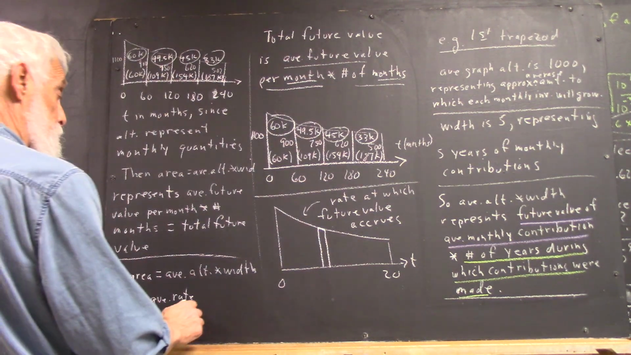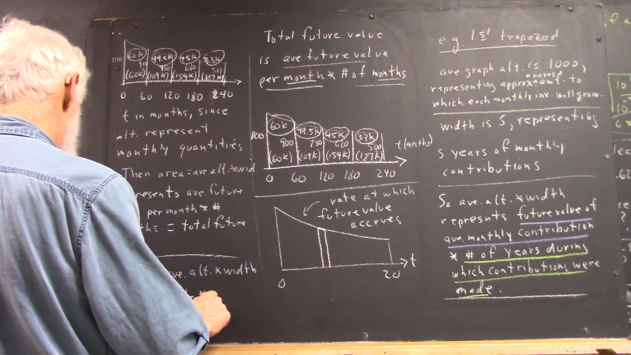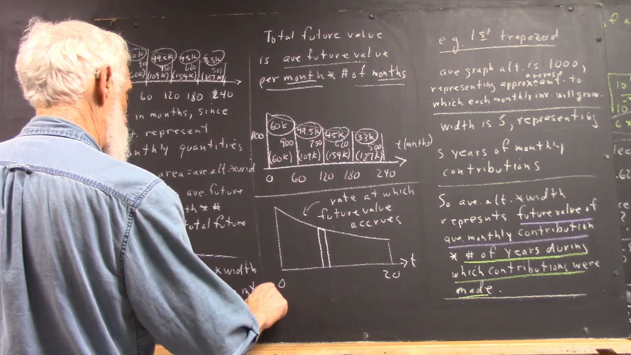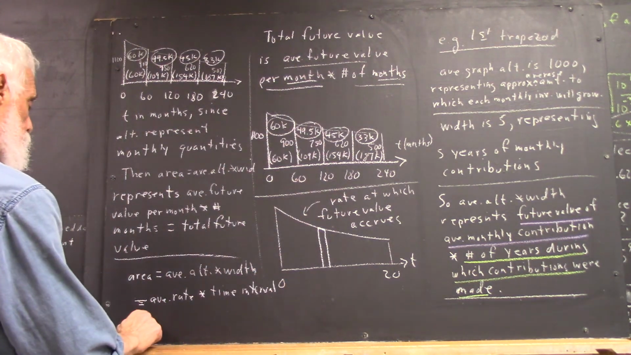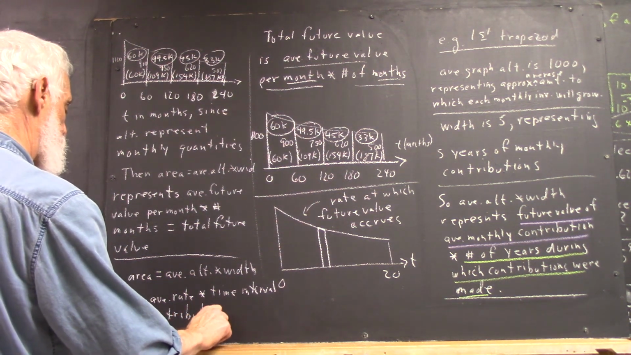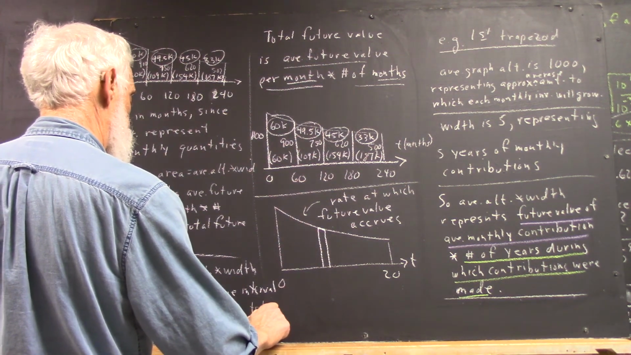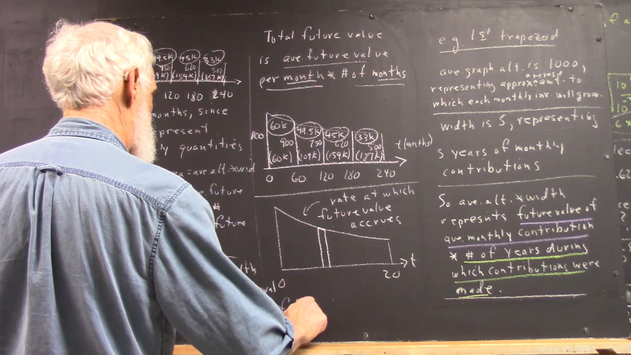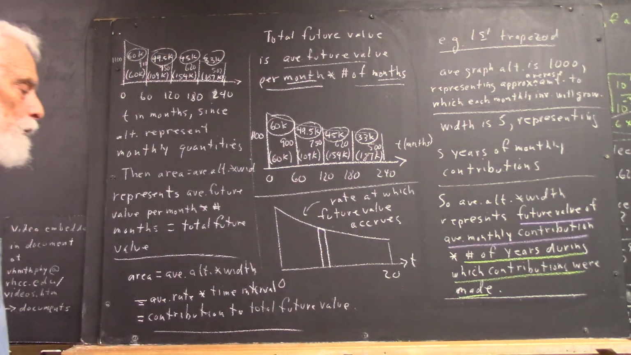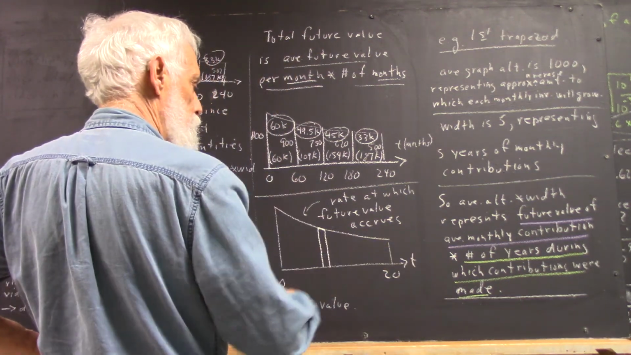So it would be average rate times time interval, and that would be the contribution to the total future value. So what we're going to do is say, okay, let's just say we've got this divided into a bunch of trapezoids.